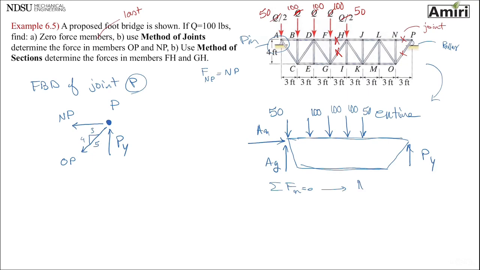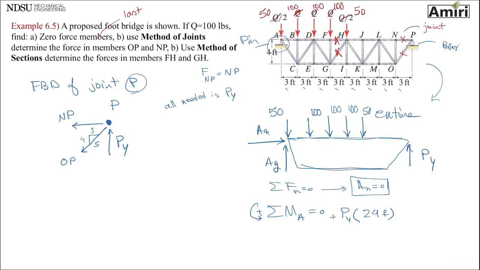The only thing I have in X is AX, so that should be 0. The second thing I do, again, gotta be smart. All I care about, all needed, is PY. So let me take a moment about point A so I don't need to worry about AY. And that means PY at a distance, what is the distance of point A and line of action of P is 1, 2, 3, 4, 5, 6, 7, 8. Okay, so it's 24 feet. And that is trying to rotate with my sign, so it's a plus.